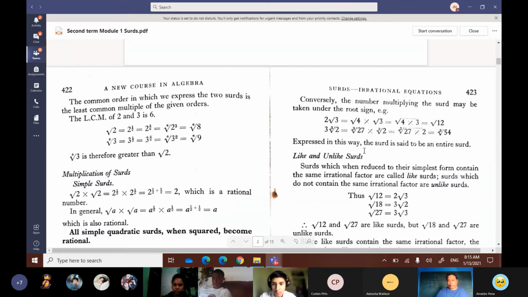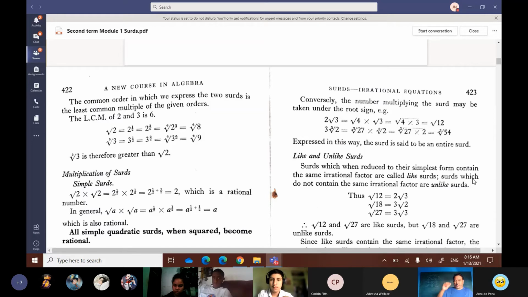Like and unlike surds. Surds which, when reduced to their simplest form, contain the same irrational factor are called like surds. Surds which do not contain the same irrational factor are called unlike surds. Just like you have like denominator fractions and unlike denominator fractions, it's a similar process here.